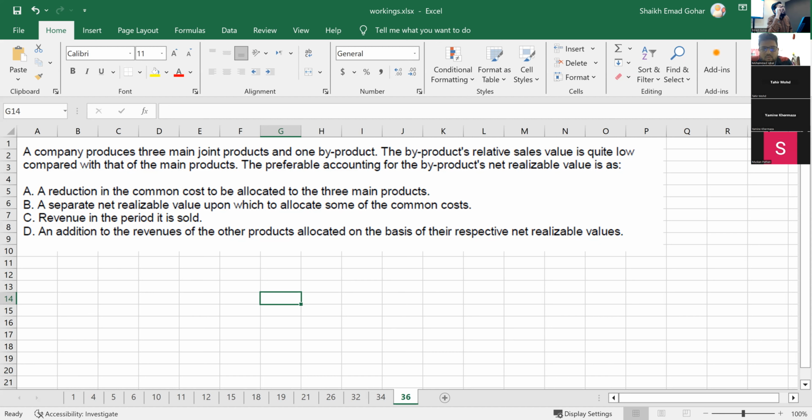So when there is a very low sales value, the best method is option A. What is option A? You will reduce the other cost which is allocated to the joint products. This is called the net off method. Clear, everyone? So the answer is A.